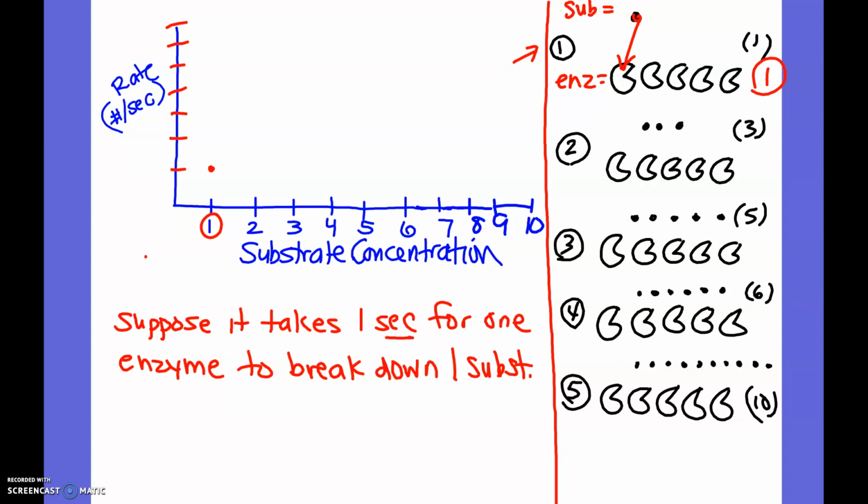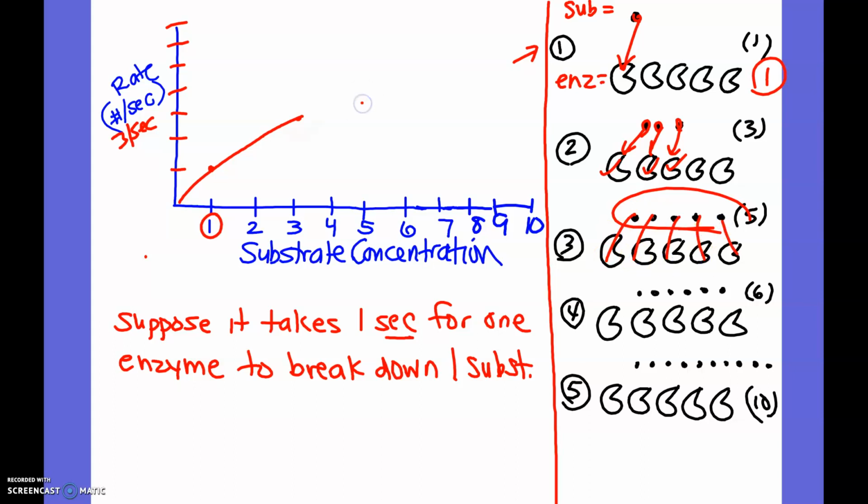Now my second scenario. I now have 3 substrate molecules. How many will I be able to break down in a second? Well, the answer is I will be able to break down all 3, because all 3 of these enzymes will be available, and I can now break down 3 per second. So my rate is now 3 per second. Notice what's happening in my graph. Now I have 5 substrate molecules. After 1 second passes, I should be able to break down all 5 because I have 5 enzymes.